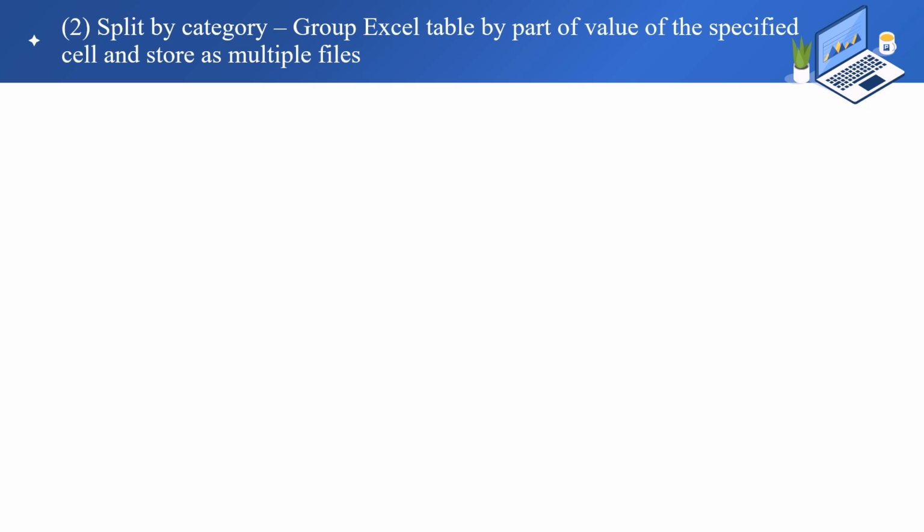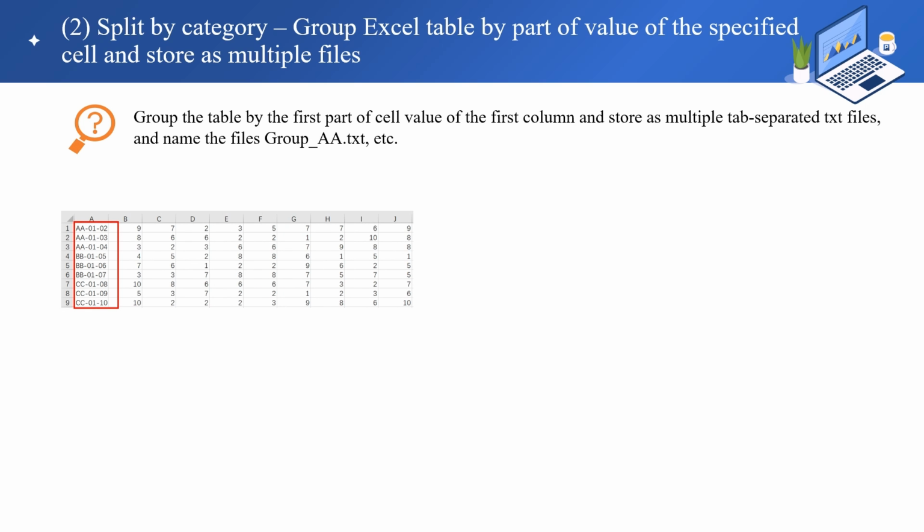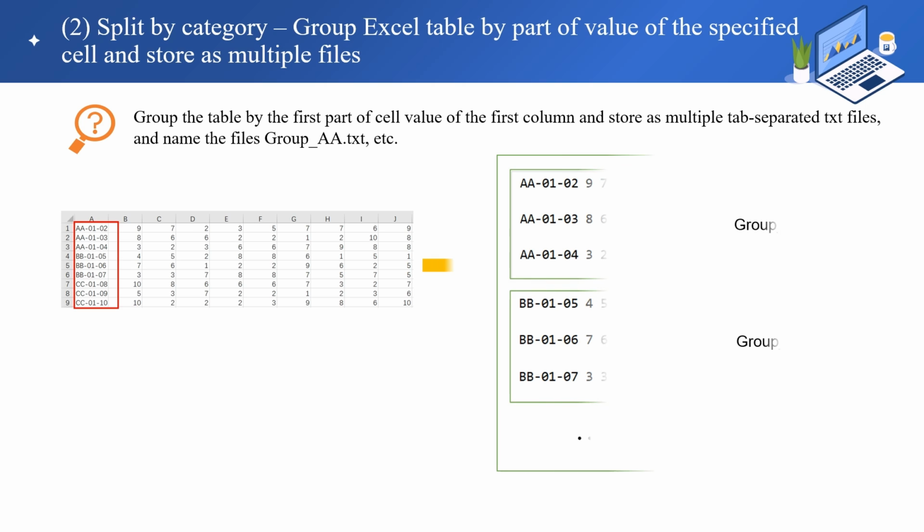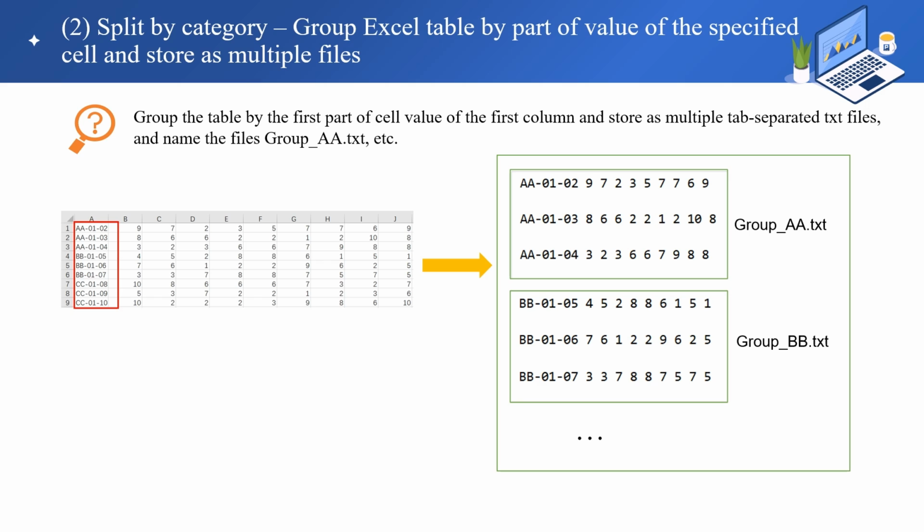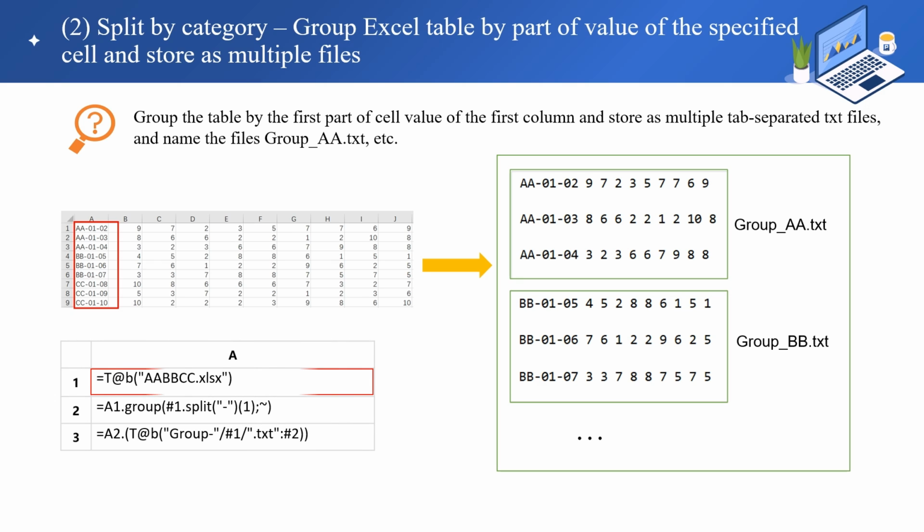Split by category: group an Excel table by part of the value of the specified cell and store as multiple files. This Excel table is sorted by column A, whose cell values are strings separated by a dash. The first part of the cell value represents a category, and there are 3 categories in total, which are AA, BB, and CC. It is required to split the table by category into multiple tab-separated text files, and name these files group_AA.txt, etc. Now let's write the script.